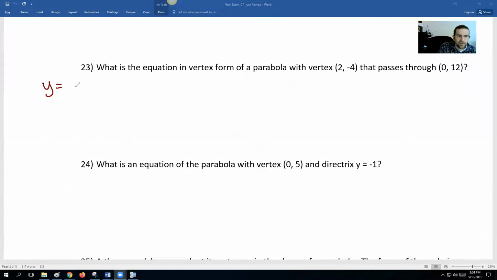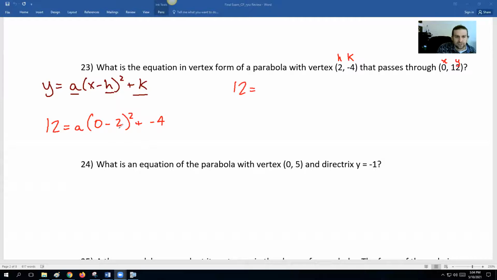Okay, so parabola is y equals a times x minus h squared plus k. Well, we need to find a, h, and k. Well, they tell us the vertex is at 2, negative 4. There's our h and k, but we don't know what a is. We can use our x and y values to figure out that. So if y is 12, we don't know a, x is 0, minus h is 2 squared, plus k is negative 4. We can solve for a.